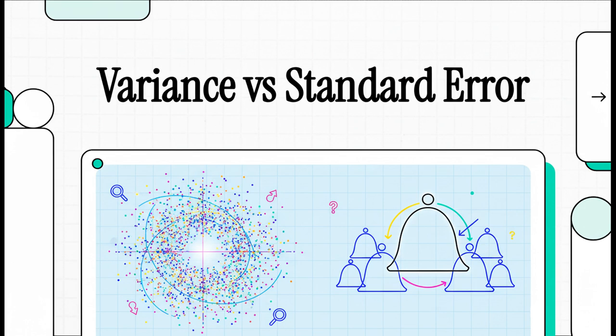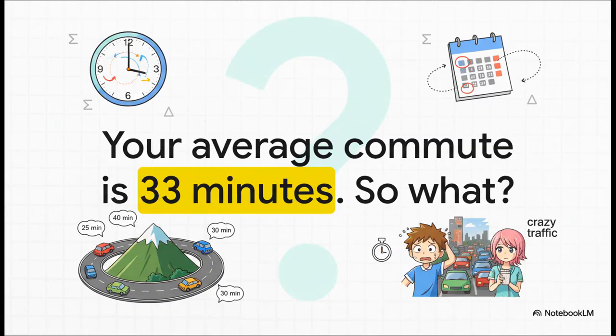We're breaking down two key statistical concepts that trip people up all the time, but tell completely different stories: variance and standard error. Let's start with a really simple number to see why this all matters so much.